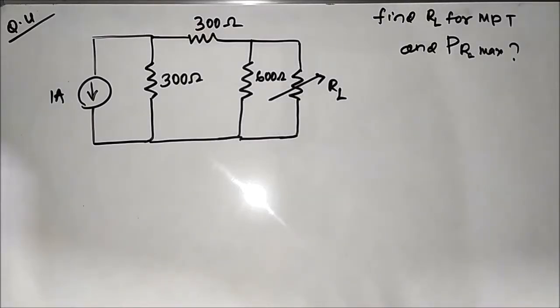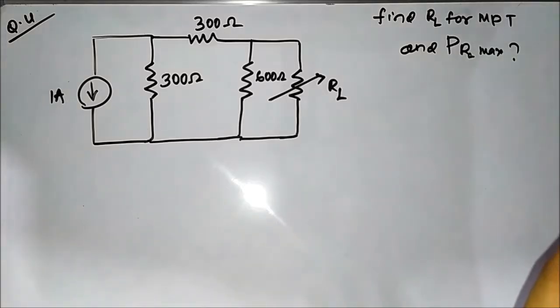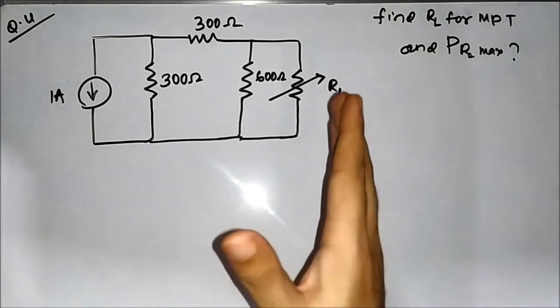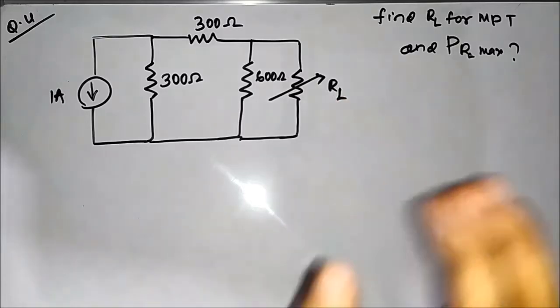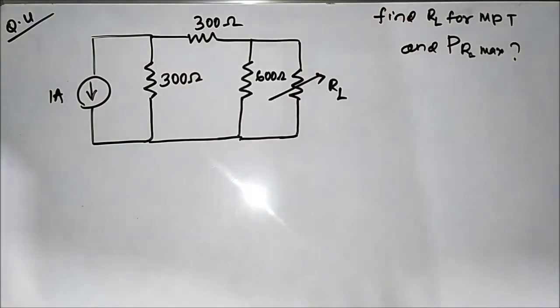Hello friends, so this is the fourth question related to maximum power transfer theorem. So this is a circuit here, and we have been asked to find the value of RL for maximum power transfer to that load resistance and the value of that maximum power transfer. So first step is to find the Thevenin equivalent circuit across this load resistance by open circuiting it first.